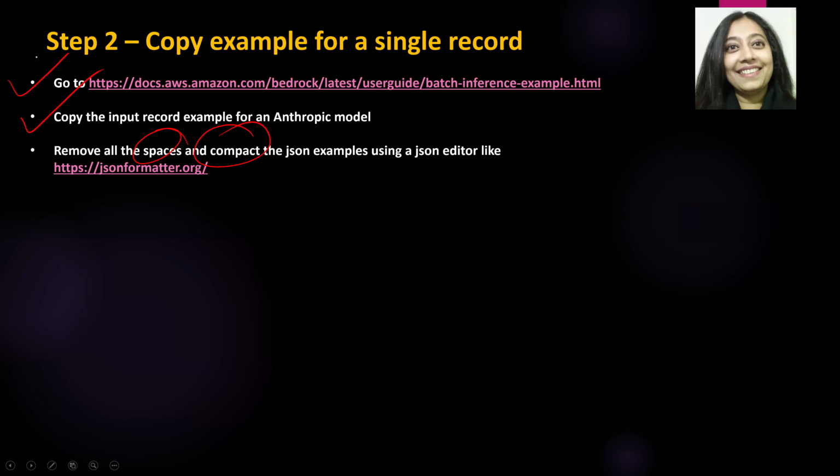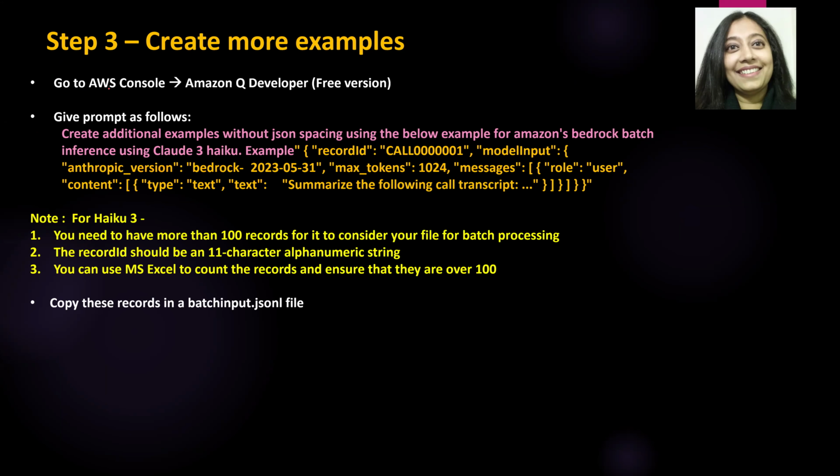So we have completed step 2. In step 3, we are going to use this particular example, work with Amazon Q to create additional examples so that we can have a set of examples that we can share with our model to process them.